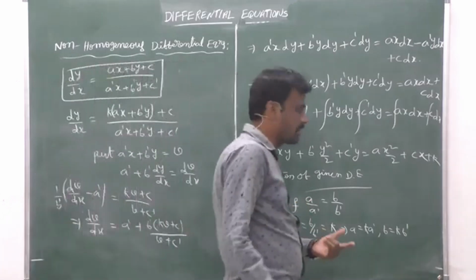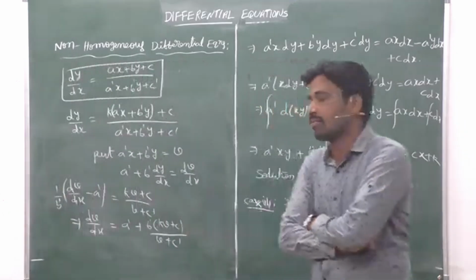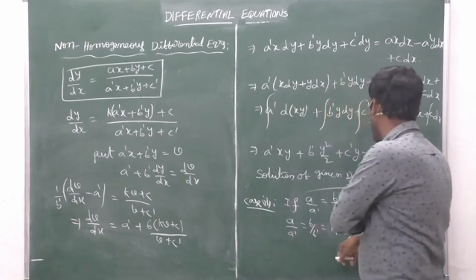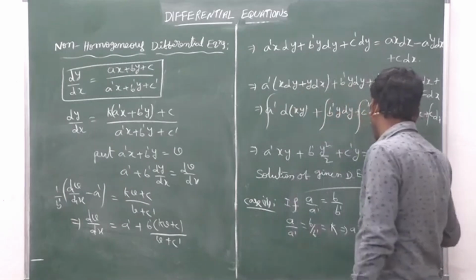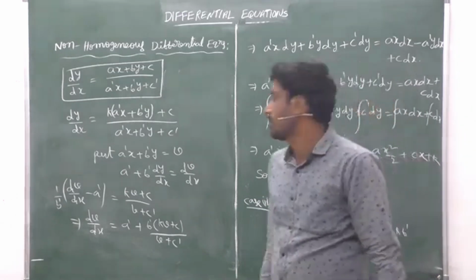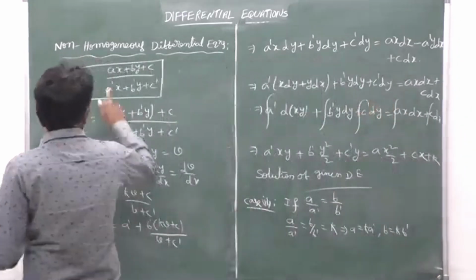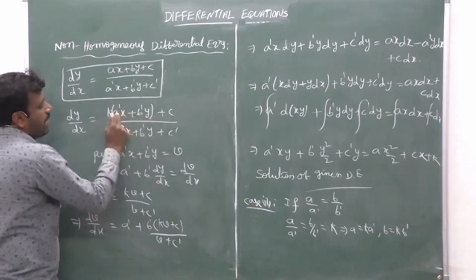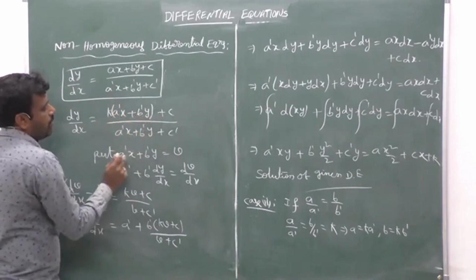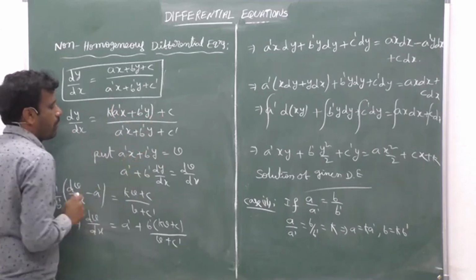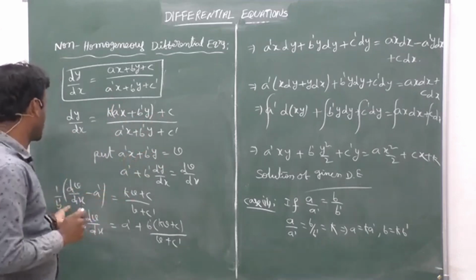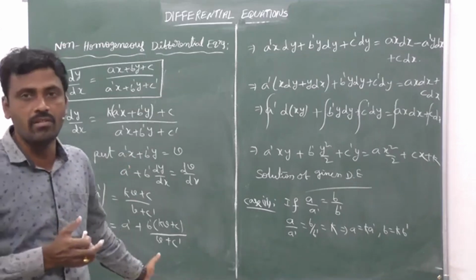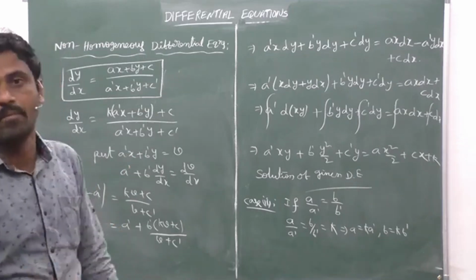If a by a dash equal to b by b dash equal to k, that implies a equal to k a dash, b equal to k b dash. Substitute in given equation we get k into (a dash x plus b dash y) plus c, denominator same, a dash x plus b dash y same, therefore put a dash x plus b dash y equal to v. That implies dy by dx can be written in terms of dv by dx. From this onwards we can use the variable separable method.